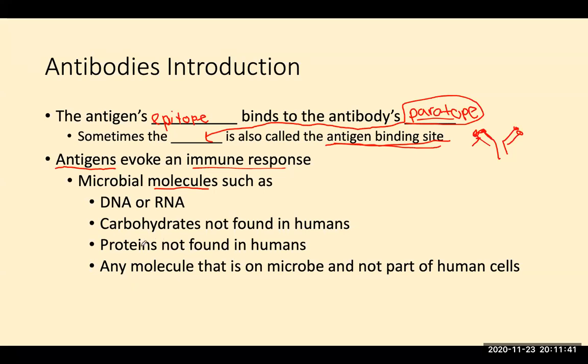Proteins, there are certain proteins that are unique to microbes that we wouldn't have, right? So any molecule that's on a microbe and is not part of us can be an antigen. And that's going to evoke an immune response. And that can be innate and that can be adaptive. And also the complement system.